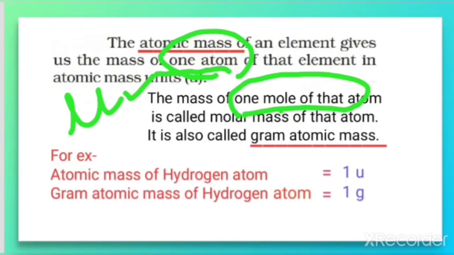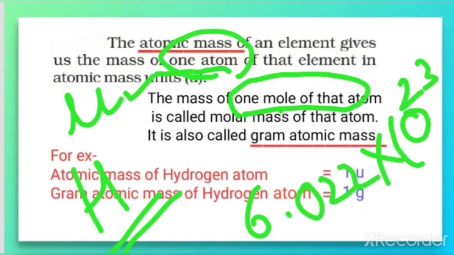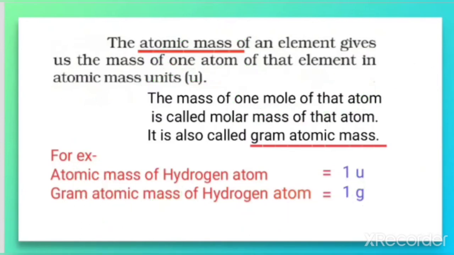If I am talking about a hydrogen atom, 1 atom means 1 H. But if I am saying 1 mole of hydrogen atoms, it means 6.022 × 10^23 hydrogen atoms. That is different here. This is 1 atom, this is 1 mole of atoms. So the mass of 1 mole of that atom is called the molar mass of that atom, and it is represented in grams. Therefore we call it the gram atomic mass.